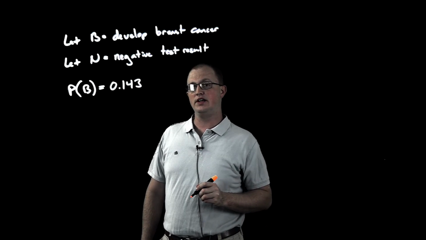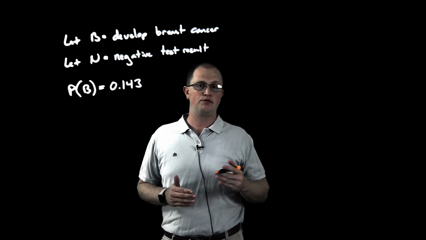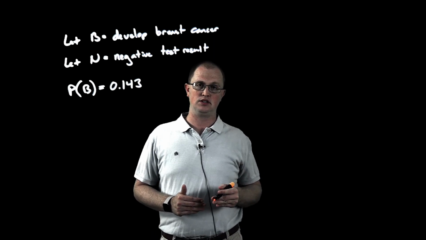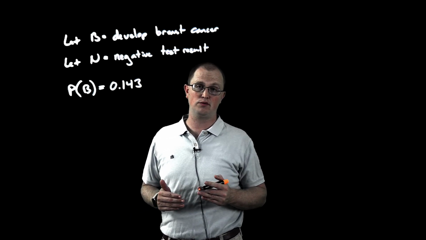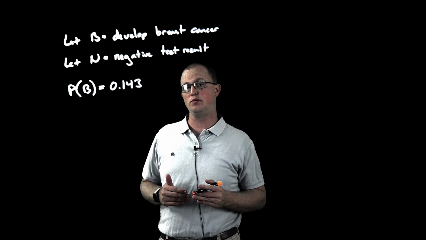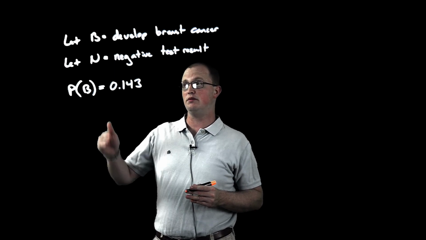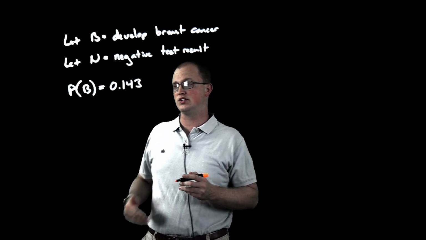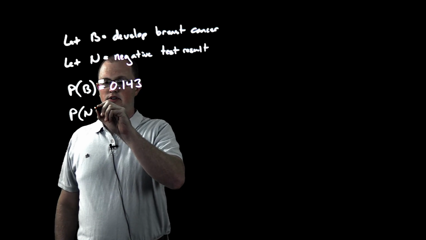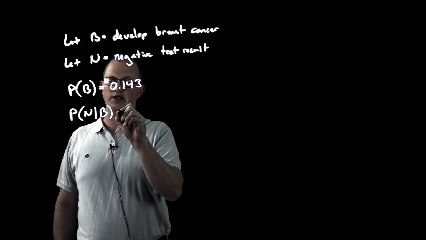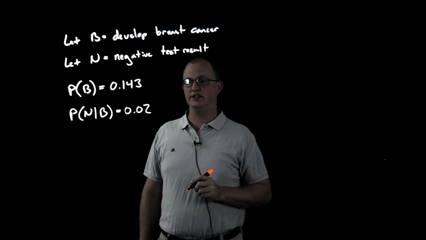We also said that the probability of getting a negative result for a woman who will develop breast cancer is 2%. So that's a conditional probability. Because we know that the woman in question is going to develop breast cancer, we know that B has occurred. And so we're saying that the probability of getting a negative test result, given that the woman is going to develop breast cancer, is 2%.